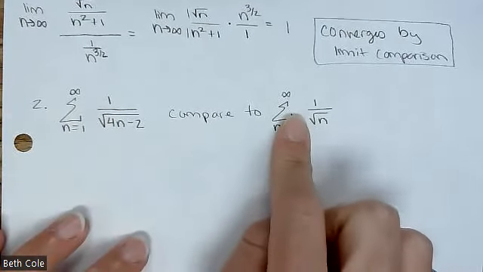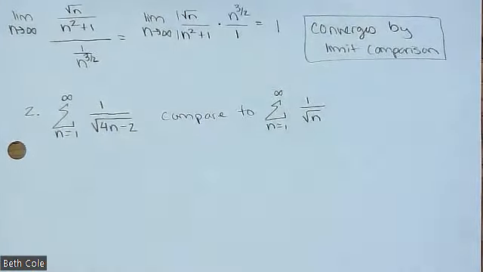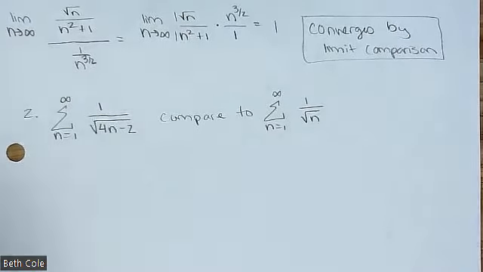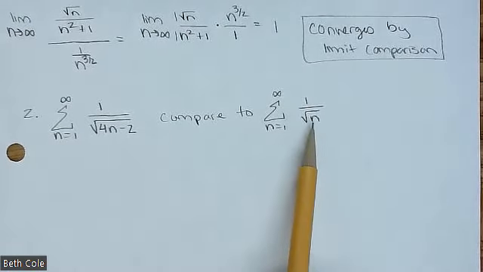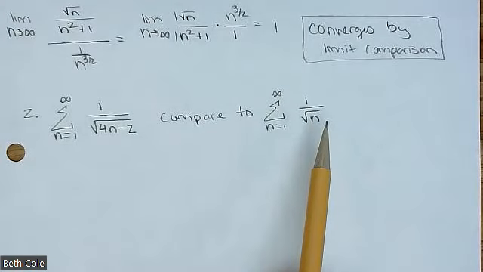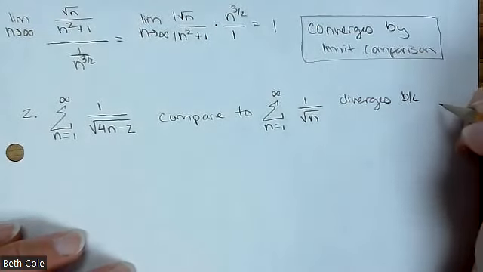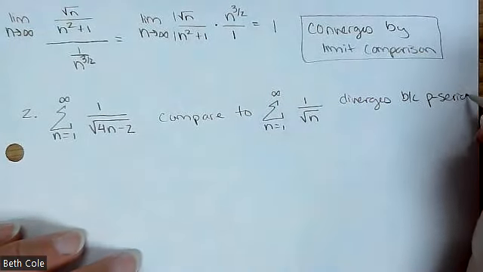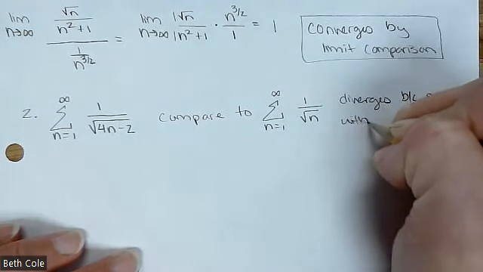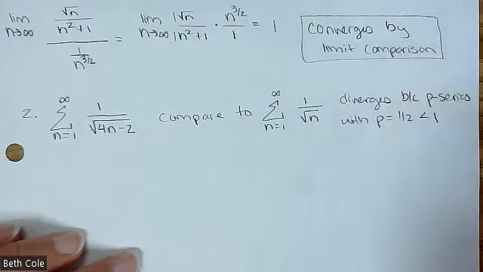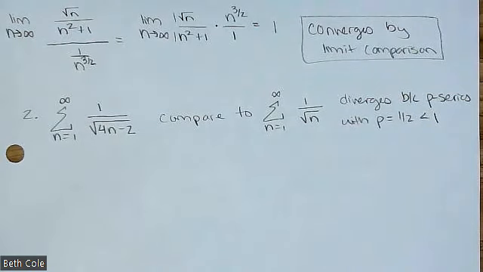The reason we're comparing it to this is that it's a whole lot easier, because this is one of our named ones. What kind of series is that? That's a p-series where p is 1/2. So converges or diverges? We're going to say this diverges because it's a p-series with p equals 1/2, which is less than 1. So that's your justification: this one diverges because it's a p-series and 1/2 is smaller than 1.